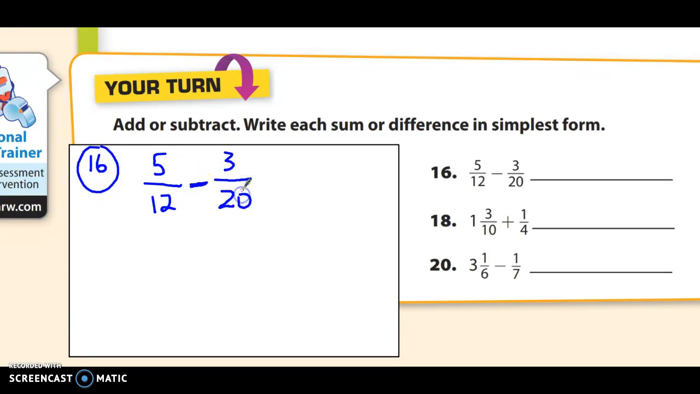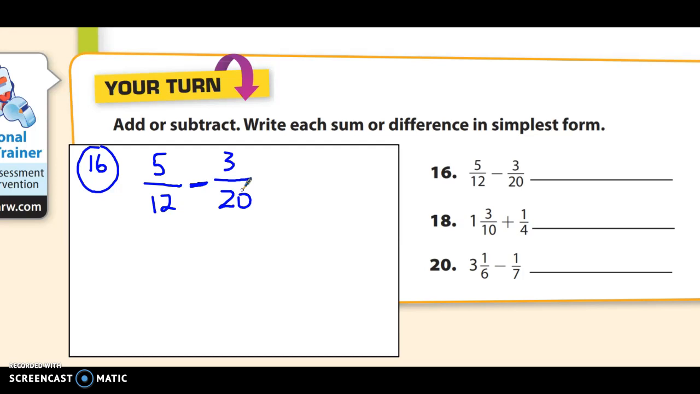And when I have larger numbers like this, I just like to pick one and go through, and this would be a good one. Just go through your 20s. I'm just going to list my multiples of 20. And when I name a number that's also a multiple of 12, that means I'm done. So 3 times 1 would be 20. That's not the common denominator. I think I said that backwards.